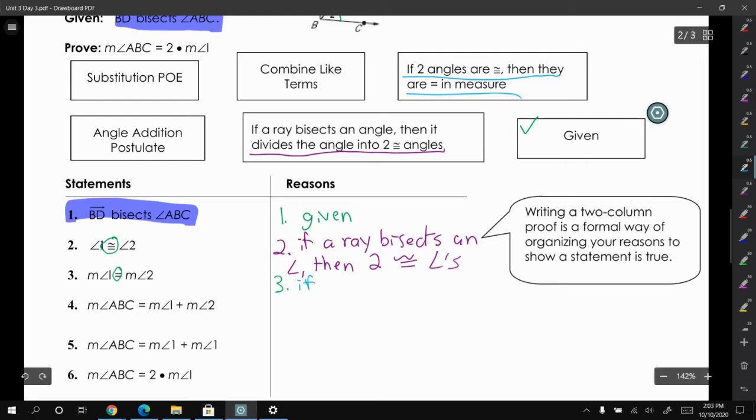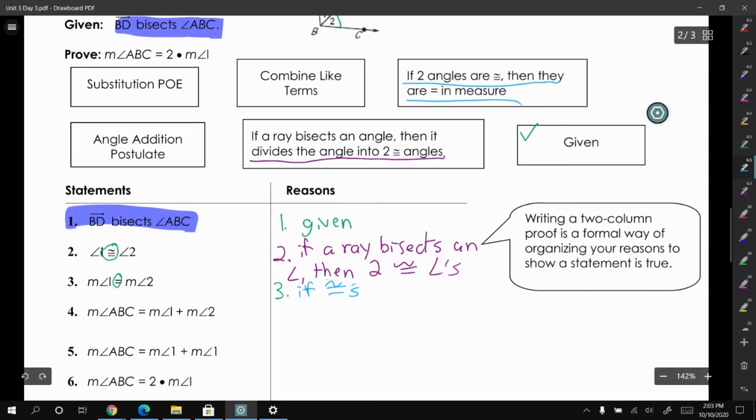So if we have congruent angles, then they are equal in measure.